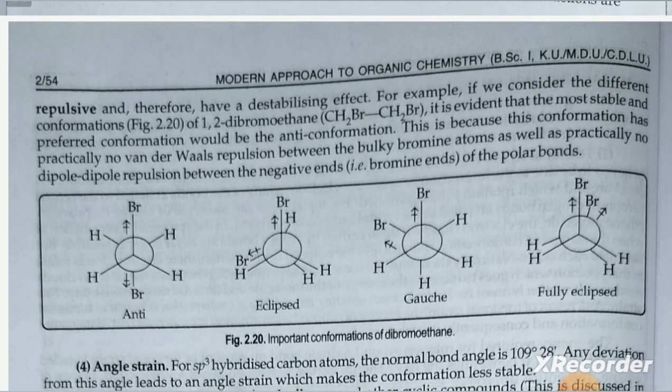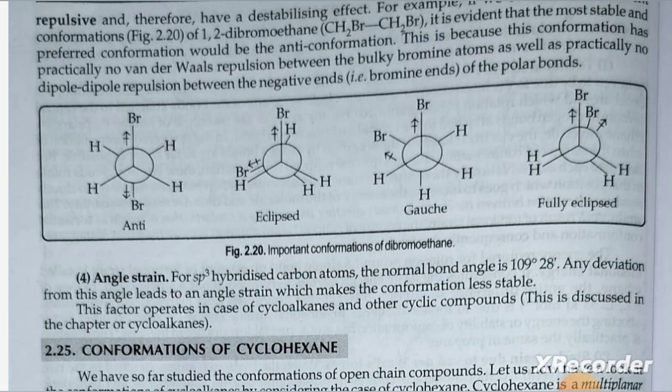For example, if we consider the different conformations, Figure 2.20, of 1,2-dibromoethane, CH2Br-CH2Br, it is evident that the most stable and preferred conformation would be the anti-conformation. This is because this conformation has practically no van der Waals repulsion between the bulky bromine atoms as well as practically no dipole-dipole repulsion between the negative ends, that is the bromine atoms of the polar bonds. Figure 2.20, important conformations of dibromoethane.